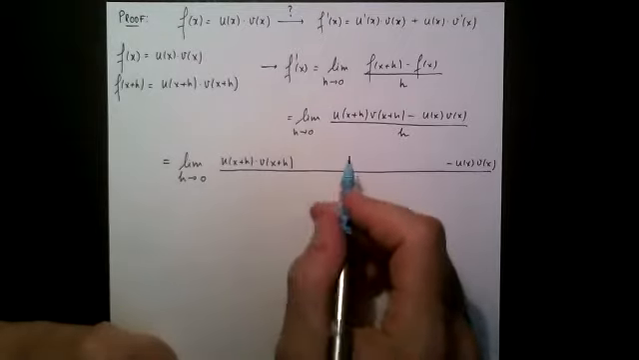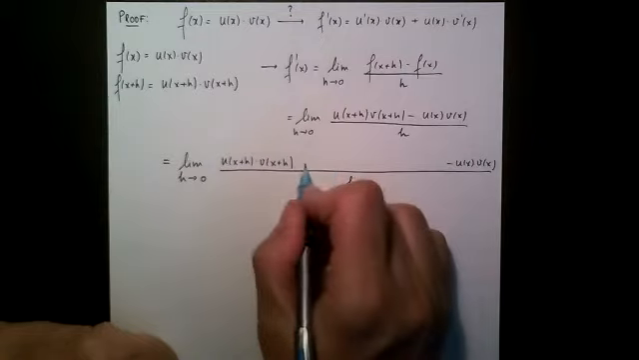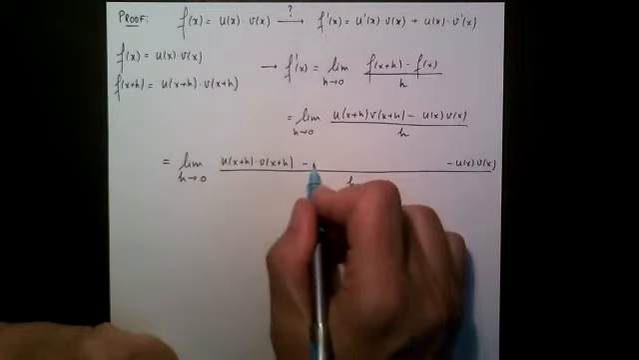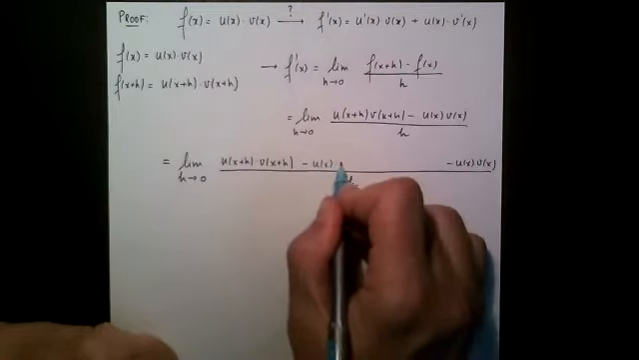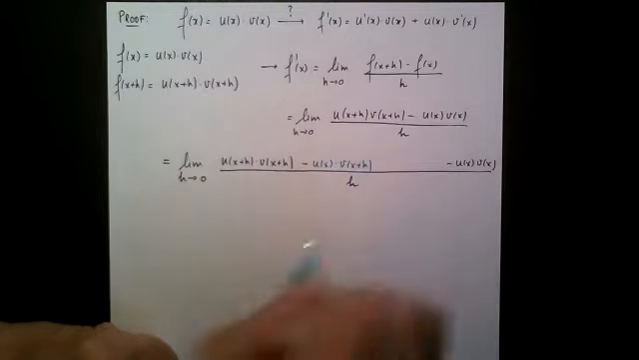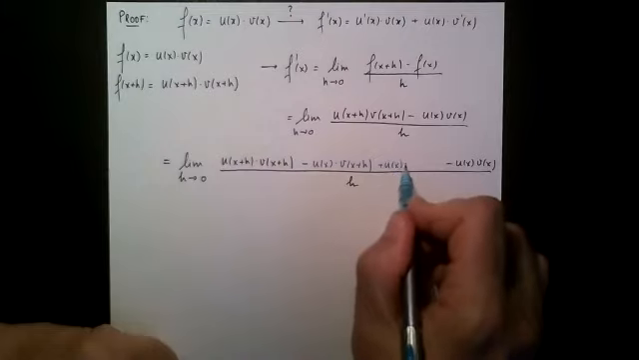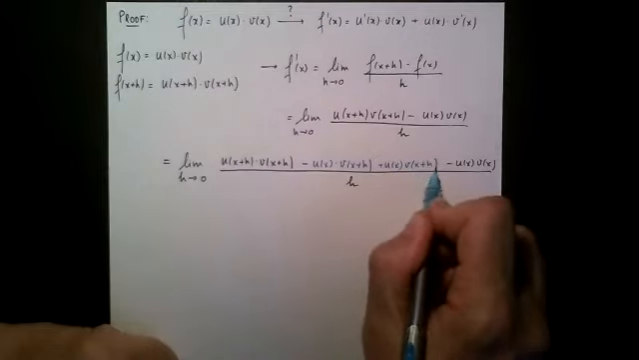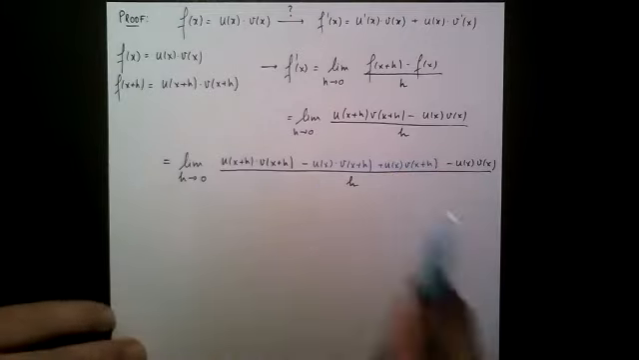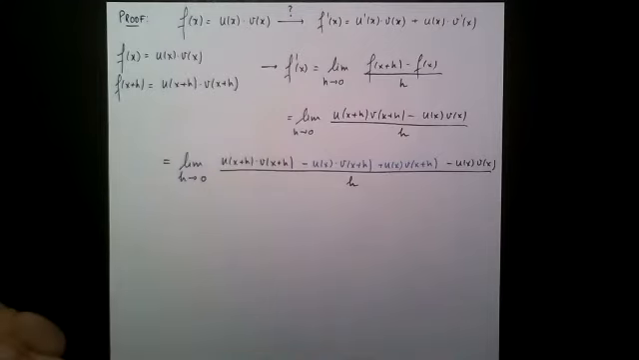Okay, so I'm going to minus u of x times v of x plus h, and I'm going to add it right away, right after. Plus u of x, v of x plus h. So I minus, then I plussed it, so I did not change anything in my fraction.